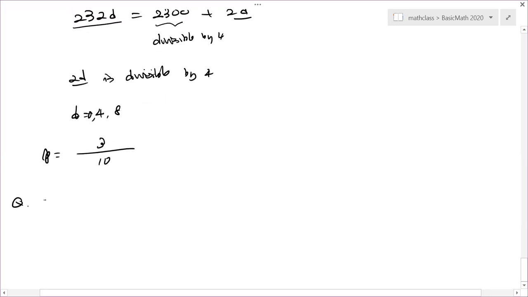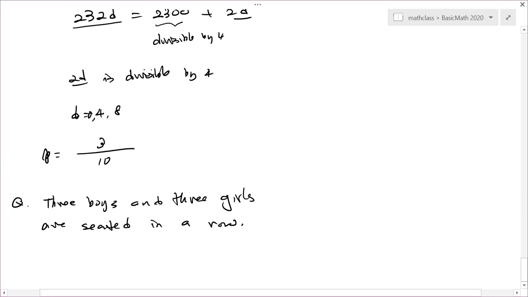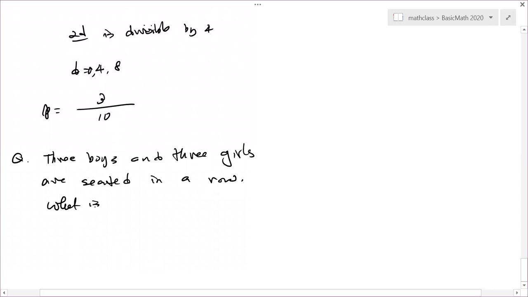All right, let's do this problem. 3 boys and 3 girls are seated in a row. What is the probability that boys and girls sit alternately?